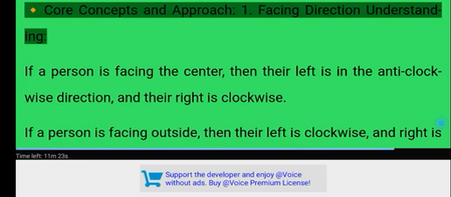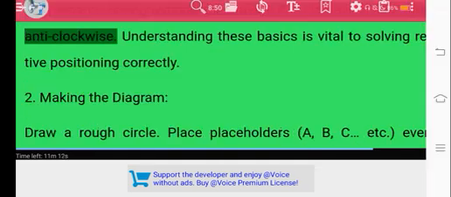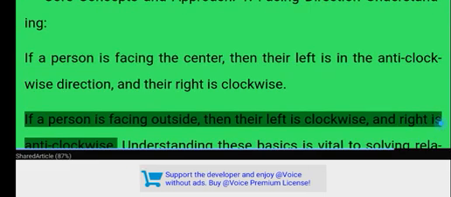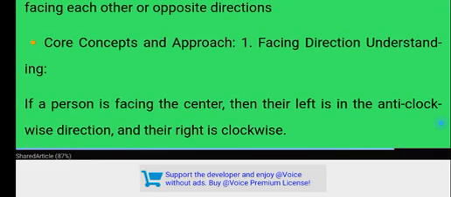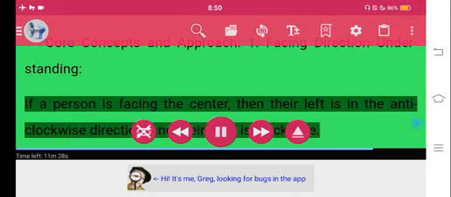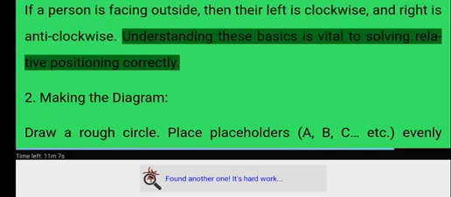Core concepts and approach. 1. Facing direction understanding. If a person is facing the center, then their left is in the anti-clockwise direction, and their right is clockwise. If a person is facing outside, then their left is clockwise, and right is anti-clockwise. Understanding these basics is vital to solving relative positioning correctly.